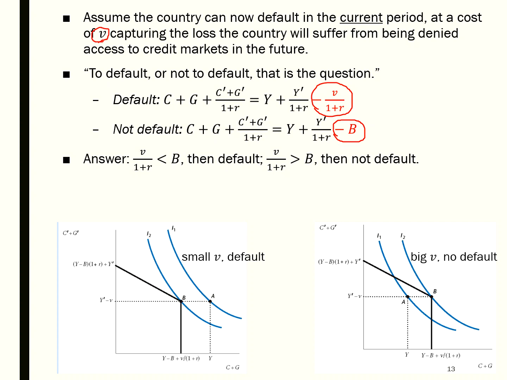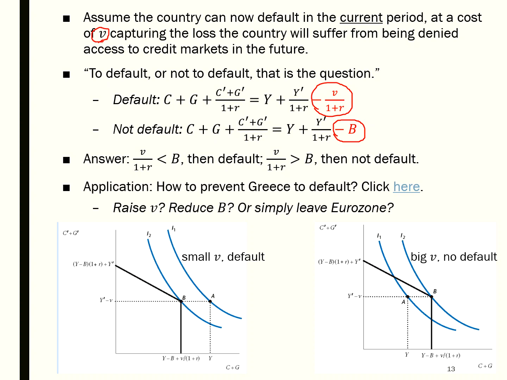We can use this theory to explain how to prevent Greece during the global financial crisis from defaulting. You can click here for further discussion. But basically, there are three ways of doing it. The first one is to raise the cost of default. And the second is to reduce B. While there is a third choice, you can simply leave the Eurozone and go back to your own currency so that the central bank of Greece can issue any money to pay back its public debts.